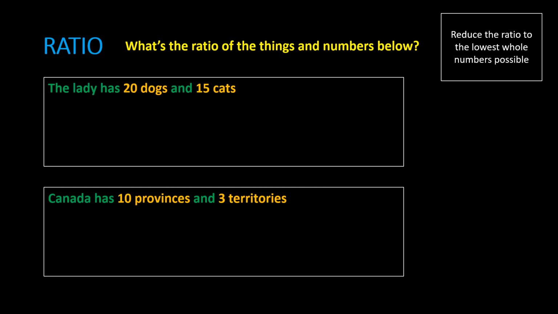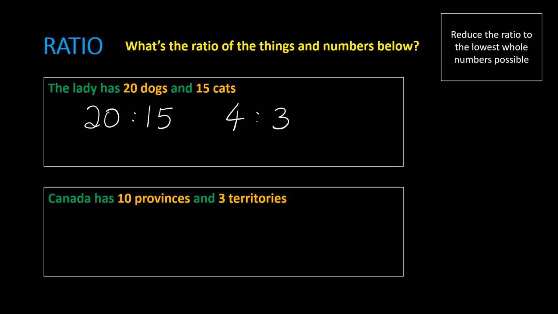Let's try another example. The lady has 20 dogs and 15 cats. So we would write 20 to 15. Now we do know that they cannot be divided by 2, but we can divide them by 5. So if we divide 5 on both sides, we get 4 to 3, and that's the answer.